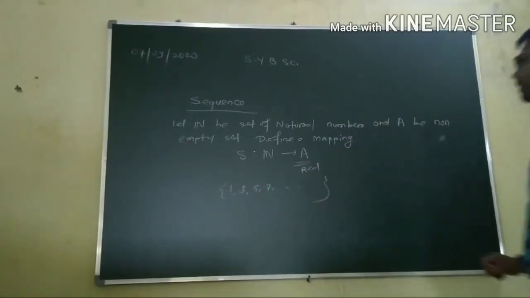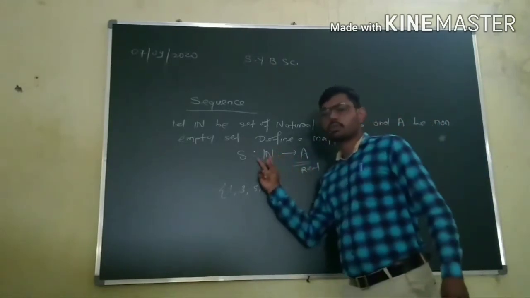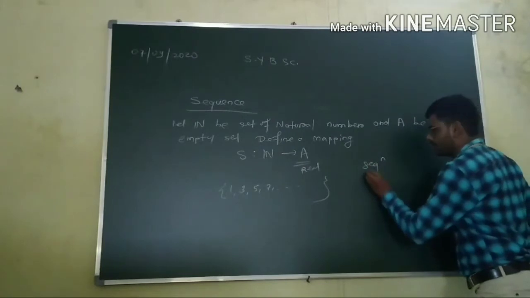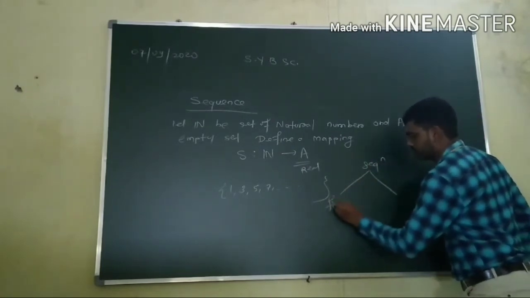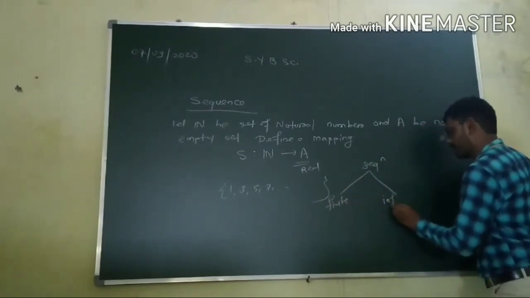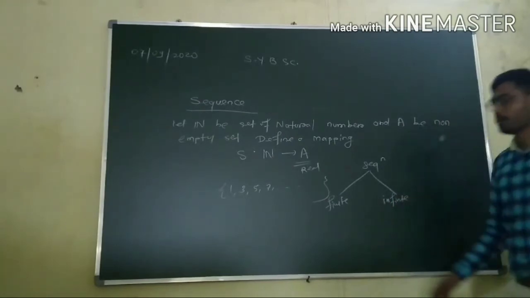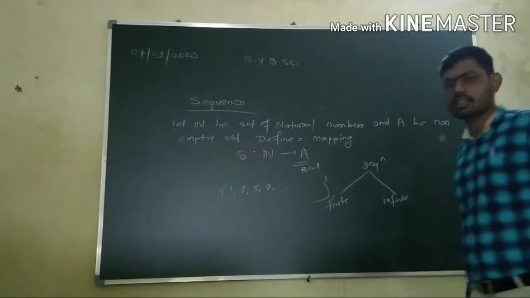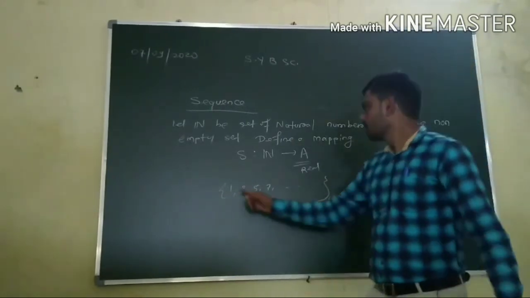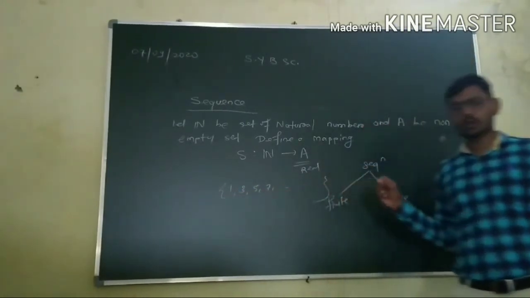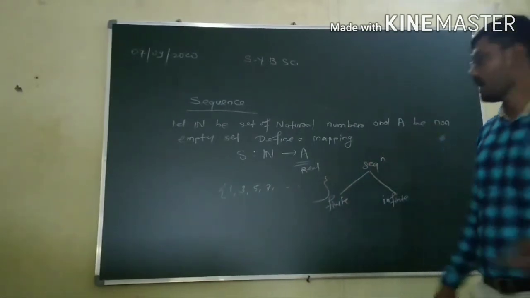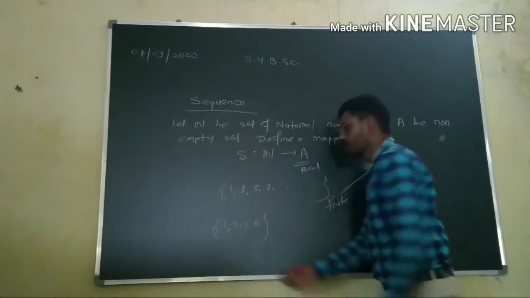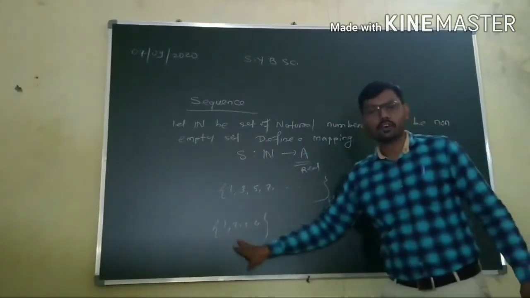Okay, so a sequence is of two types. Either a sequence can be finite or infinite, depending on the number of elements in the sequence. Okay, for example, 1, 3, 5, 7, and so on. This is an infinite sequence. And 1, 2, 3, 4. This is a finite sequence having only 4 elements.